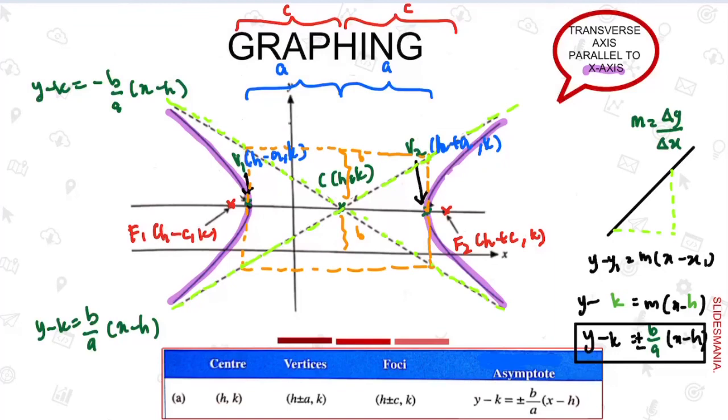Next, we can see further that this is your length of the transverse axis. The length of the transverse axis is 2a. This is the length of your conjugate axis. The length of the conjugate axis is 2b. So that is the end of the explanation for the graph of hyperbola with transverse axis parallel to the x-axis.